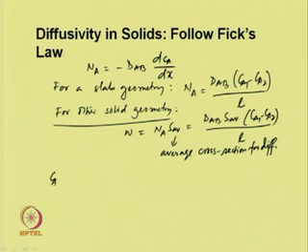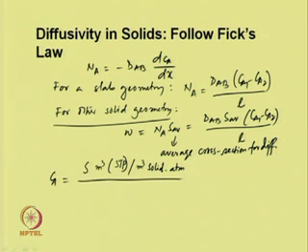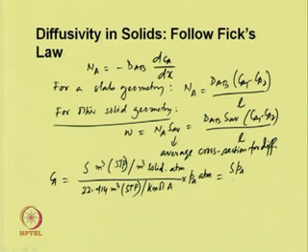The concentration of a solute in the solid can be defined by the solubility S, meter cube STP per meter cube solid into atmosphere, divided by 22.414 meter cube STP per k mole, into the partial pressure of A in atmosphere, which will be S p A by 22.414 k mole A per meter cube solid.